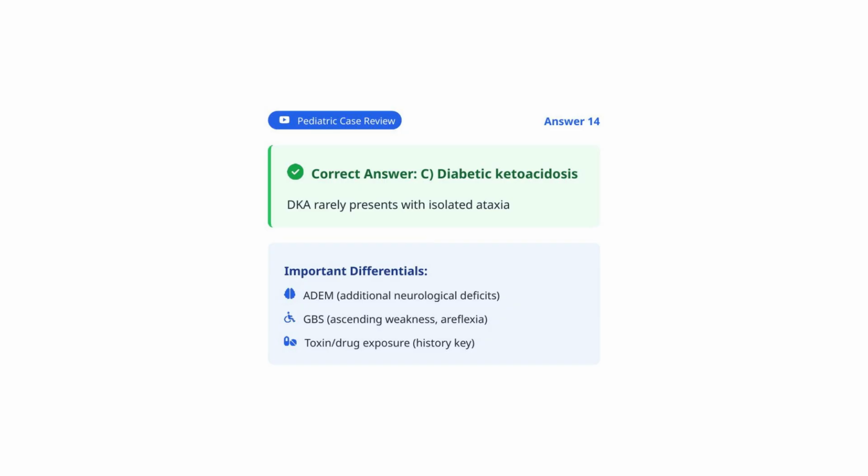Important differential diagnoses for acute ataxia include acute disseminated encephalomyelitis, which typically has additional neurological deficits and altered mental status, Guillain-Barré syndrome, which presents with ascending weakness and areflexia, and drug or toxin ingestion, which should be suspected based on history and access. Other important considerations include opsoclonus myoclonus syndrome and acute cerebellar stroke.